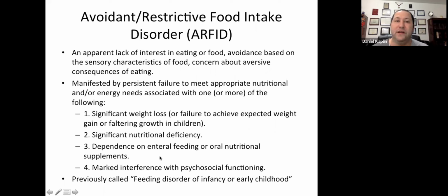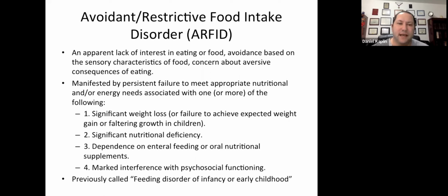So let's talk about ARFID. ARFID is a reconceptualization in the DSM-5 of what we previously called a feeding disorder of infancy and early childhood. So what are the characteristics? One, we see an apparent avoidance or lack of interest in food based on some kind of sensory characteristic of the food, such as texture, taste, and it creates some kind of aversive consequence. So what happens is the person avoids eating because they don't like the texture, they don't like the taste, etc.